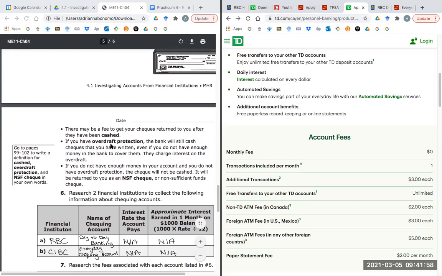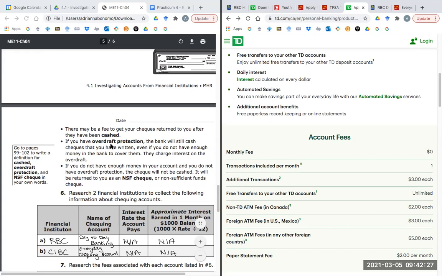Also, if you have overdraft protection, this means the bank will still cash checks that you have written, even if you do not have the money in your bank account to cover them. So let's say you have $50 in your bank account, but you need to write a $100 check. You don't have enough money in your bank account to cover that $100. But if you have overdraft protection, the bank will still cash that check. You're going to have to pay back that amount you don't have.